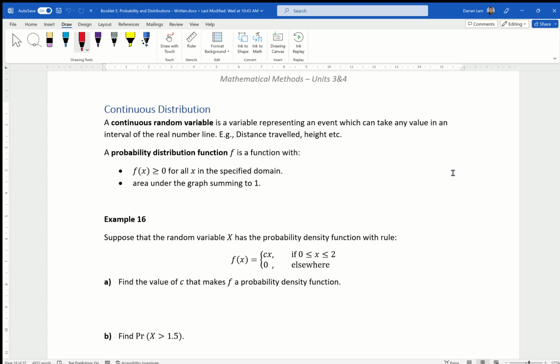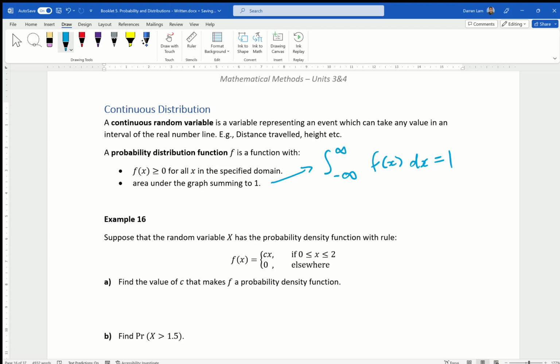f of x is greater than 0 for all x in the specified domain, which basically just means for our function, of course, the probability needs to be greater than or equal to 0. It obviously can't be a negative value. The second one is that the area under the graph sums to 1. In mathematical notation, that would just look like this, and if you could just copy this down, that's all we're looking for. The integral from negative infinity to infinity of f of x adds up to 1. Pretty straightforward.